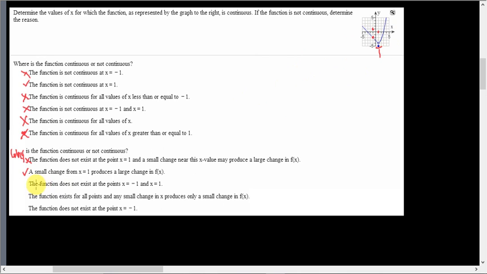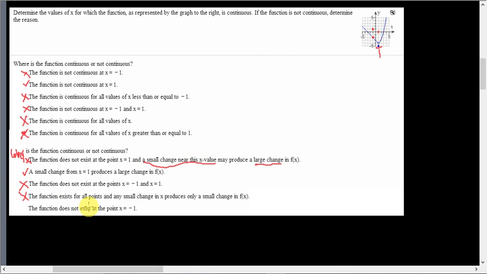Let's look at this third one. The function does not exist at the points. We already did that. It does exist at -1. The function exists for all points, and any small change in x produces only a small change in f of x. It doesn't exist at all points, and normally what they're trying to say is that there's a large change produced in f of x for a small change in x.